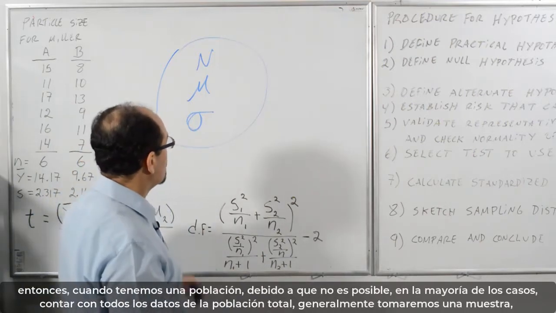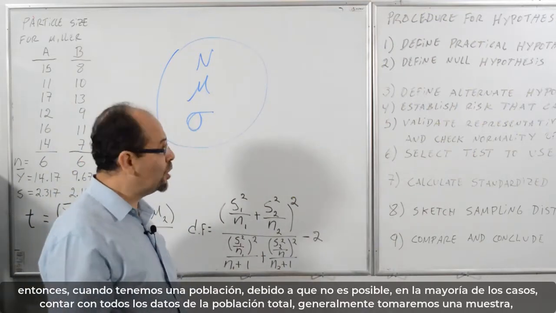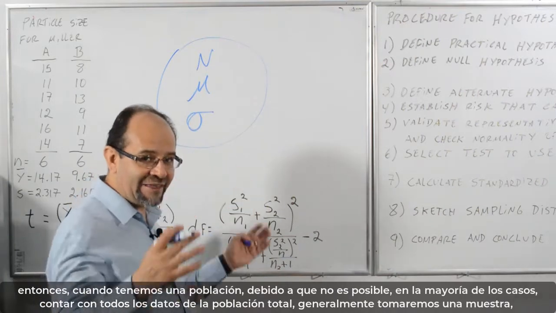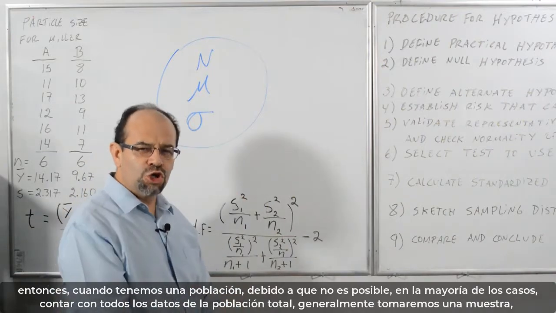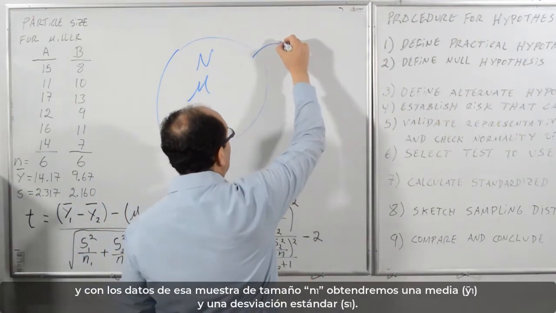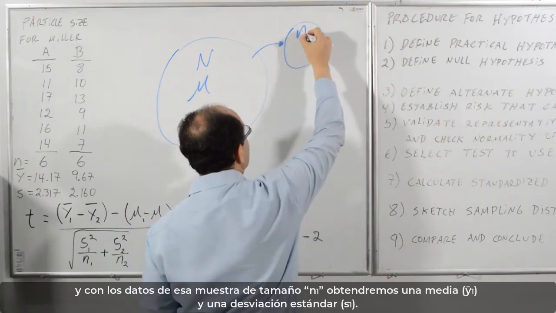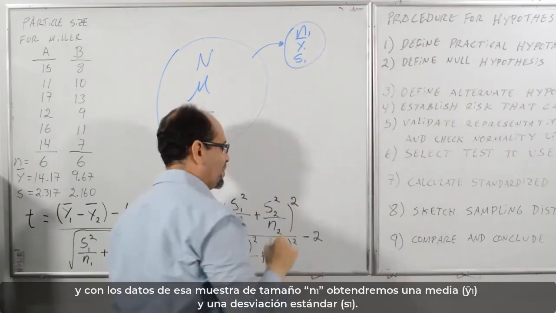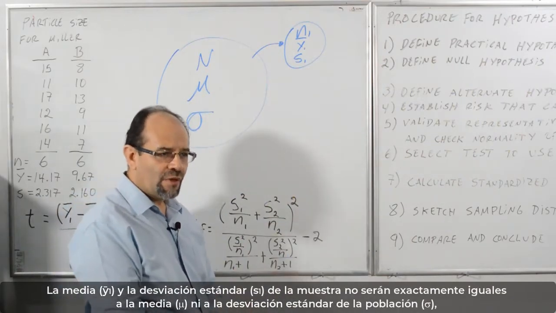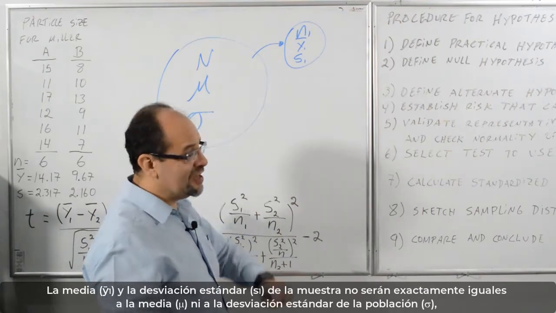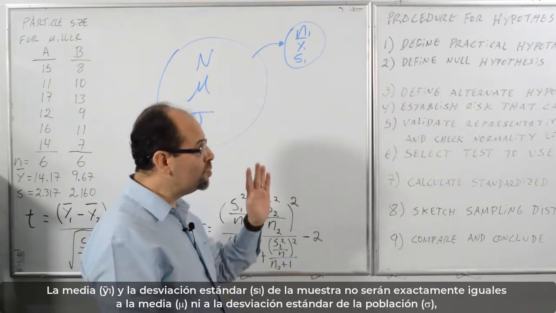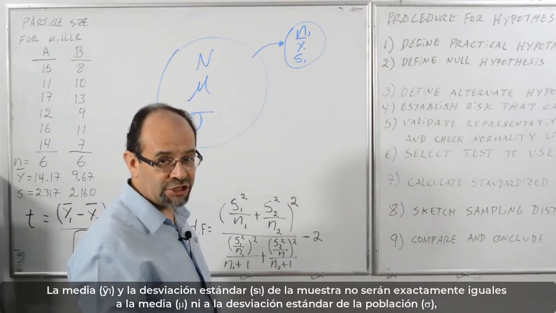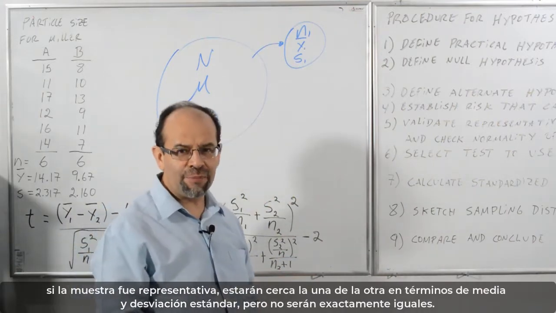Usually when we have a population, since in most cases it's not possible to have the entire data of the whole population, we take a sample. From that sample, size n, we have a mean and a standard deviation for that sample. The mean and the standard deviation of the sample won't be exactly the same as the mean and the standard deviation of the population. If this is a representative sample, it will be close.